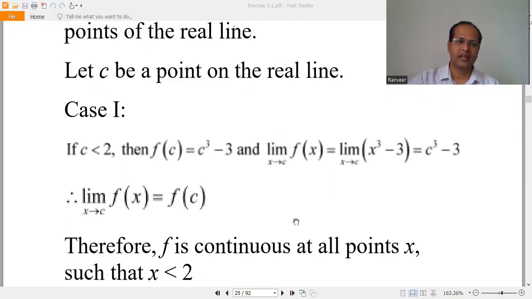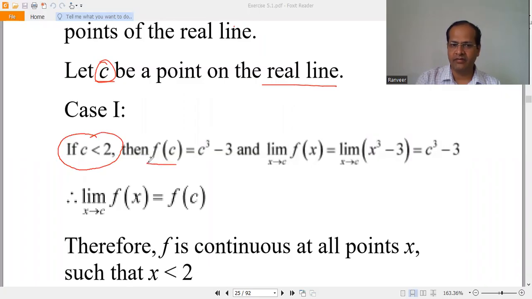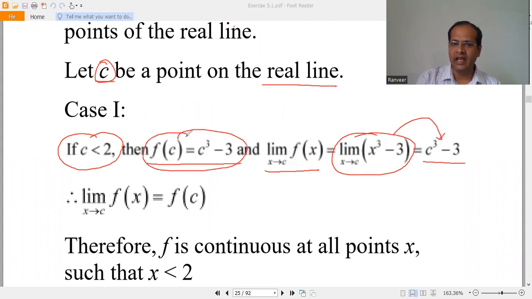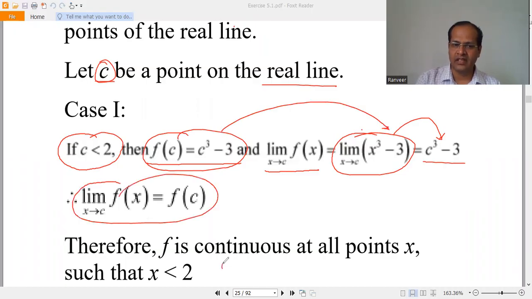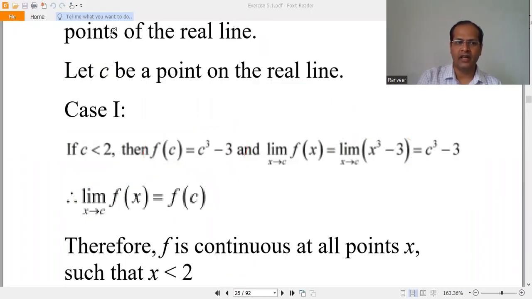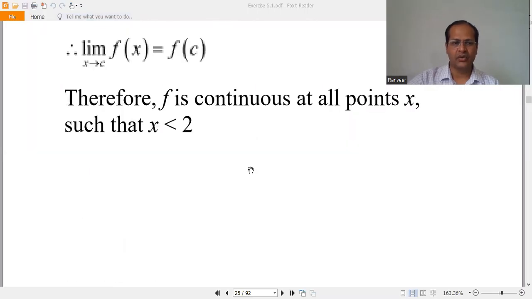Now first 2 minus. For that we have to take one point C. For our reference, we will take one point C on the real line. Now C is less than 2. So f of C, we can write this as limit x tending to C f(x), because there is only one single definition of the given function. So the value at the particular point C and the limit value are both the same. So the function is continuous at the particular point C less than 2.